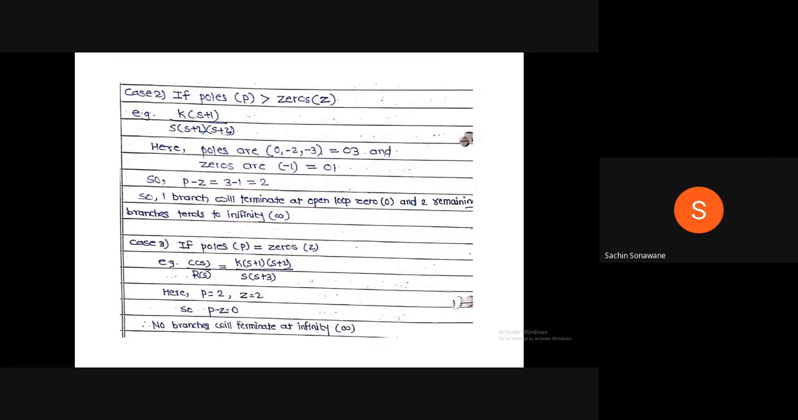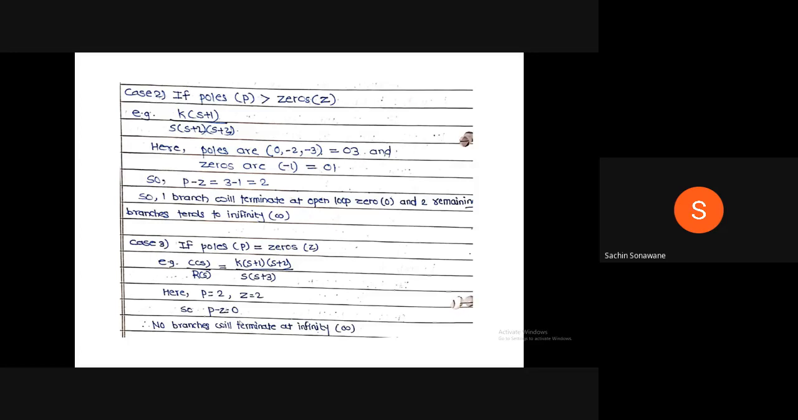Case 2: if poles P is greater than zeros Z. Therefore, K into bracket s plus 1 divided by s into bracket s plus 2 into s plus 3. Here poles are 0, minus 2, minus 3, and the zero is minus 1, which is equal to 1. Therefore, P minus Z is equal to 3 minus 1, which is equal to 2. Therefore, one branch will terminate at an open loop zero and two branches tend to infinity.